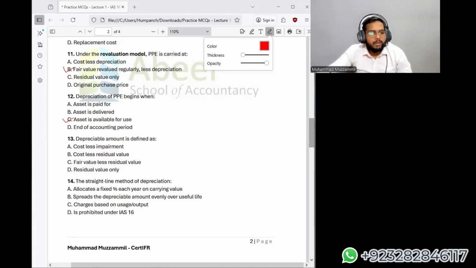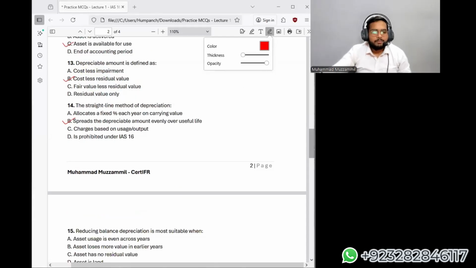The straight line method of depreciation allocates a fixed percentage each year on carrying value, spreads the depreciation amount evenly over useful life, charges based on usage output, or is prohibited under IAS 16. Come on. Option number B, right? Any confusion up till now? Any confusion?